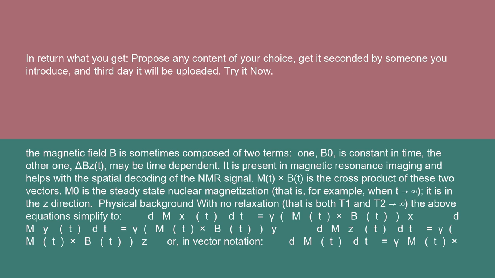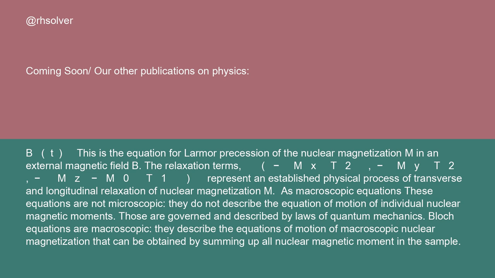Physical background: with no relaxation, that is both T1 and T2 infinity, the above equations simplify to dMx(t)/dt = gamma (M(t) × B(t))x, dMy(t)/dt = gamma (M(t) × B(t))y, dMz(t)/dt = gamma (M(t) × B(t))z, or in vector notation, dM(t)/dt = gamma M(t) × B(t). This is the equation for Larmor precession of the nuclear magnetization M in an external magnetic field B. The relaxation terms, −Mx/T2, −My/T2, −(Mz − M0)/T1, represent an established physical process of transverse and longitudinal relaxation of nuclear magnetization M.